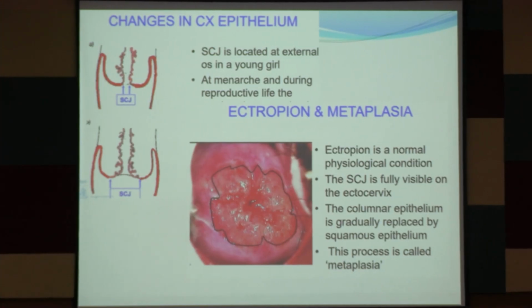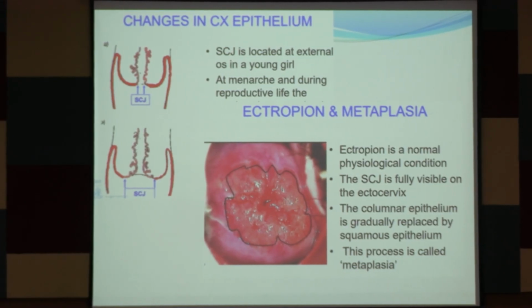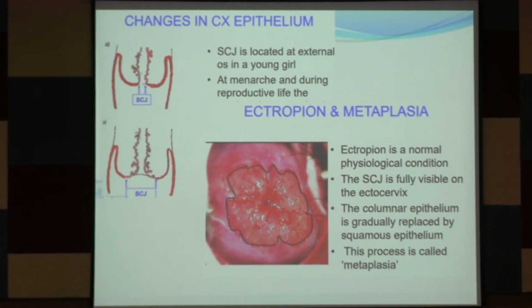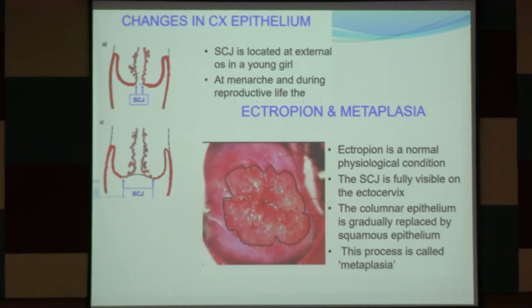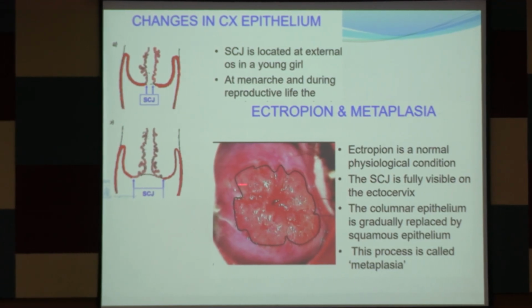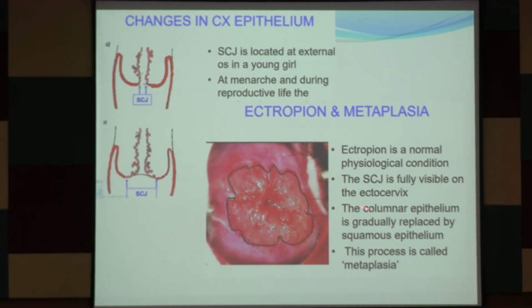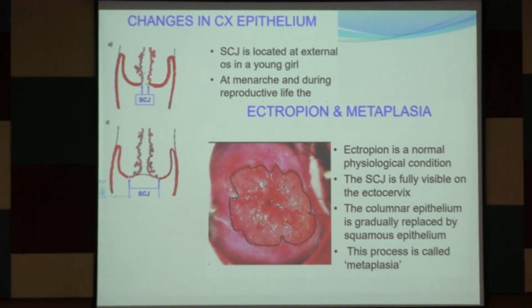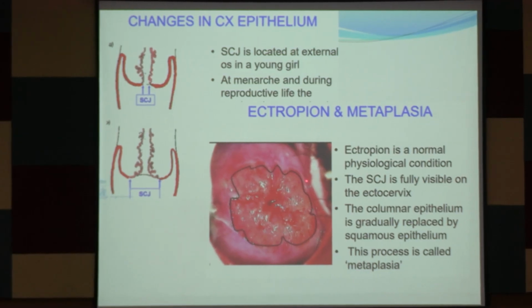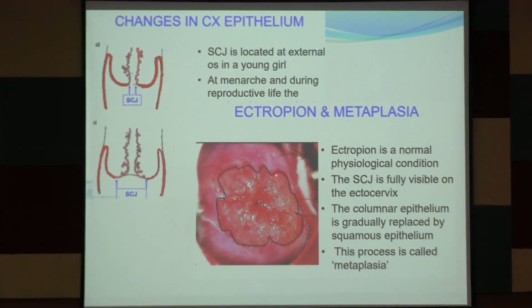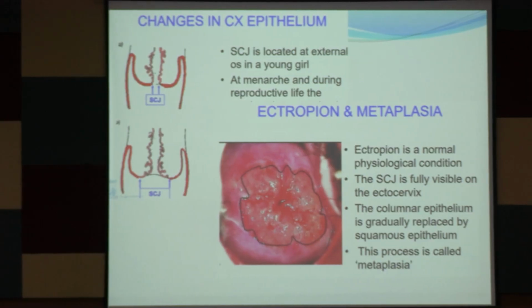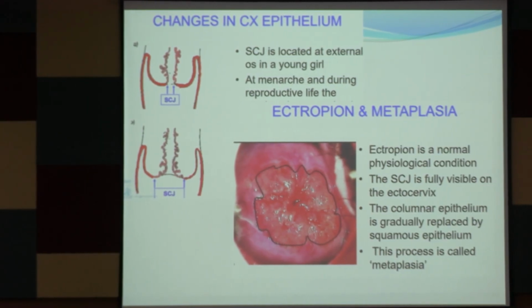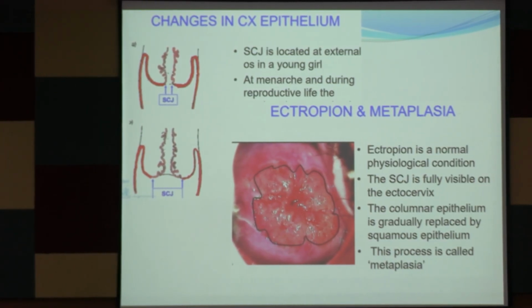What is ectropion? Ectropion is another condition. It's a normal physiological condition. A lot of experienced gynecologists also, I have seen, misinterpret these benign findings as something like a pre-cancer or a cancer. The Squamocolumnar junction is fully visible on the ectocervix, but sometimes under the effect of estrogen during pregnancy or on taking oral contraceptive pills, because of excessive estrogen exposure, this junction tends to move outwards. It pouts out like a fish mouth, and that is called an ectropion. This process is called metaplasia.